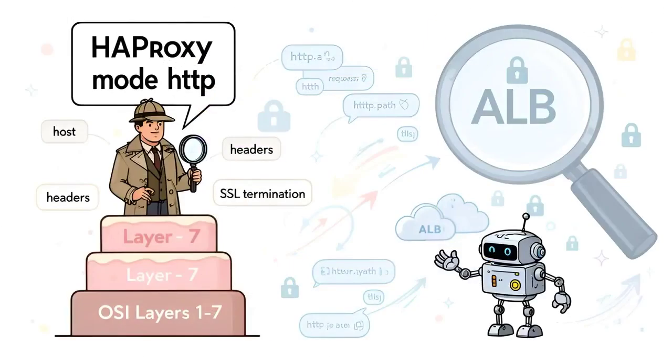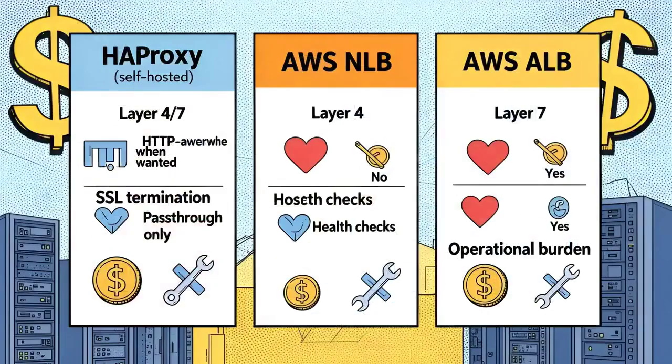Now flip the switch to mode HTTP and HAProxy transforms again. This time into a layer 7 inspector that reads hosts, paths, and headers, terminates TLS, and routes intelligently across backend pools. That is the same job AWS Application Load Balancer was built to do. The feature surface lines up almost one-to-one with HAProxy frontends and backends. Stack them side by side and the trade-offs are obvious.